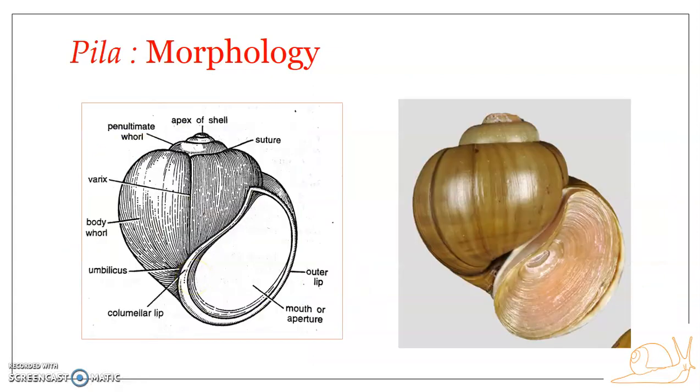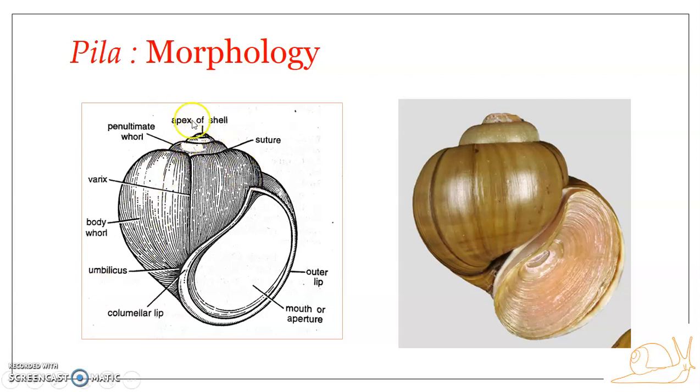It is univalve, as already mentioned. It has only a single piece, and it is unilocular. That means it has only a single internal chamber. As already mentioned, it is aseptate, so there is no septa, so there is no chamber. So it is aseptate and it is unilocular. And you can see here it is spirally coiled.